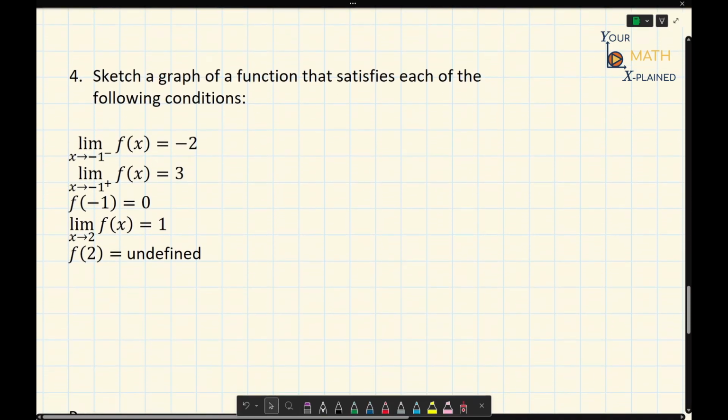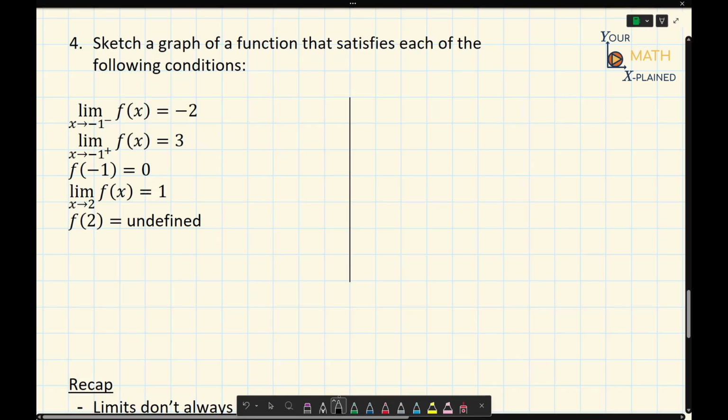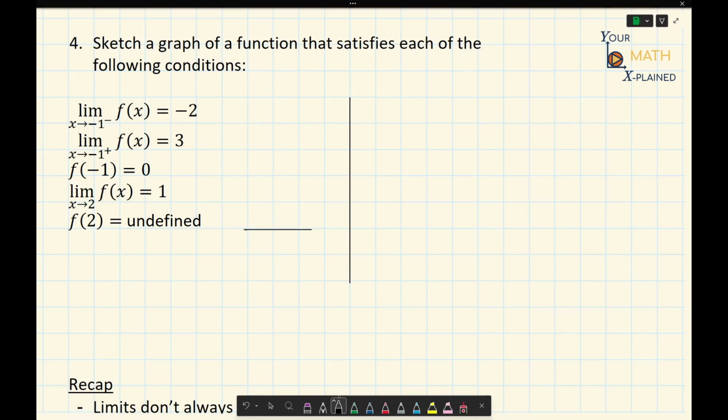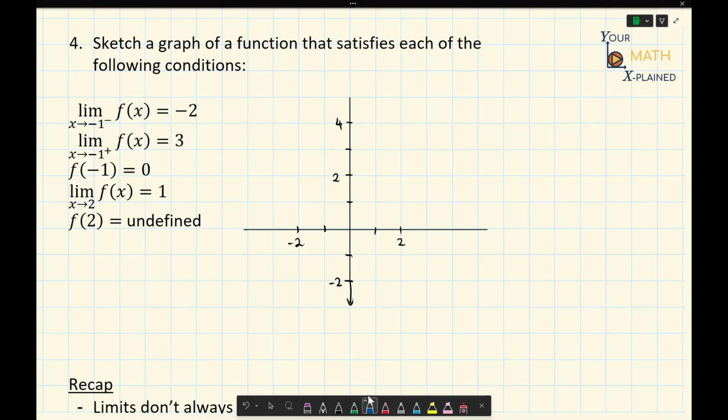And now for our last example, we want to sketch a graph of a function that satisfies each of the following conditions. Note that there are many different ways to do this, so the graph that I draw could be very different from the graph that you draw. We're going to draw our x and y axes first. So this is -1, -2, +1, +2, and then we have our y values right over here.